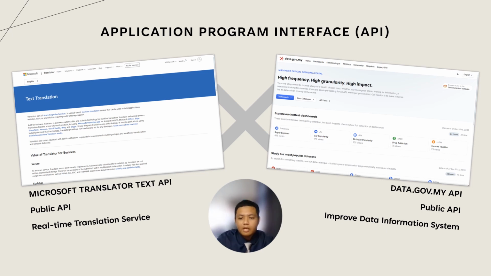Okay, for the second, the data.gov.my API provides information from the real database of the Malaysian government itself. So, the MBKT system can be improved in data information management. Okay, that's all for the API.